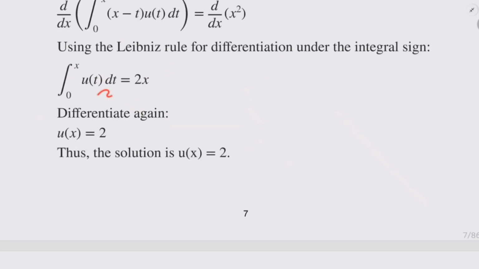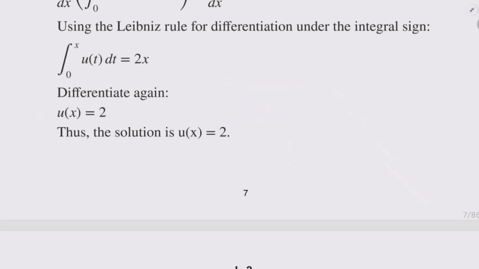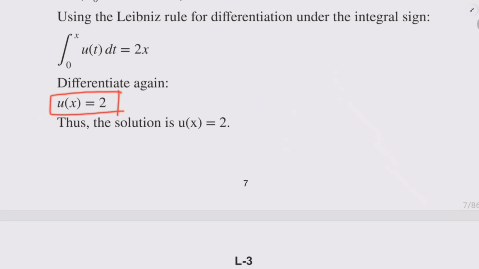Differentiate again. When you differentiate this again, d by dx of the integral from 0 to x of u of t dt, apply, for example, the chain rule or the Leibniz rule, or you may simply say that the integration and derivative cancel each other. We will get u of x is equal to 2.